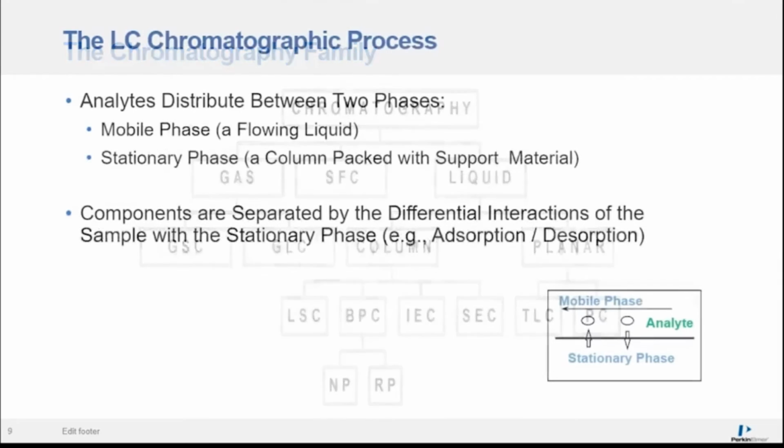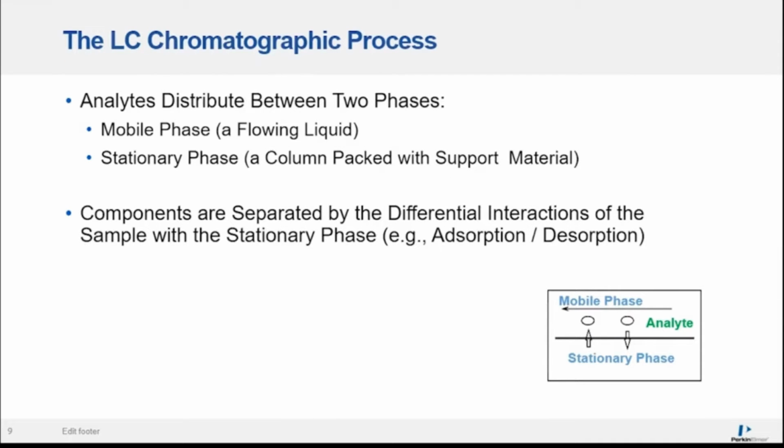Now, what exactly is the LC chromatographic process? Well, basically, we're going to talk about two different phases, and our compounds of interest, or our analytes, are going to distribute between these two phases. So you're going to have the mobile phase, which is a flowing liquid, and then the stationary phase, which is a column or a tube packed with some type of support material. And your components are going to separate by differential interactions between the mobile and the stationary phases. These interactions could be ionic or adsorption or a weak carbon-to-carbon interaction.